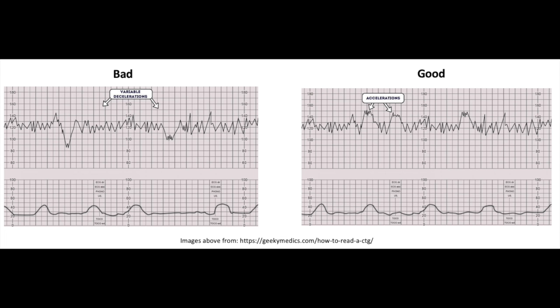In this video, we'll talk about fetal heart tracings. Starting off with the basics, you need to understand what an acceleration is versus a deceleration. So in the picture on the left are decelerations, where there's dipping of the curve, and that's always bad. The picture on the right are accelerations.